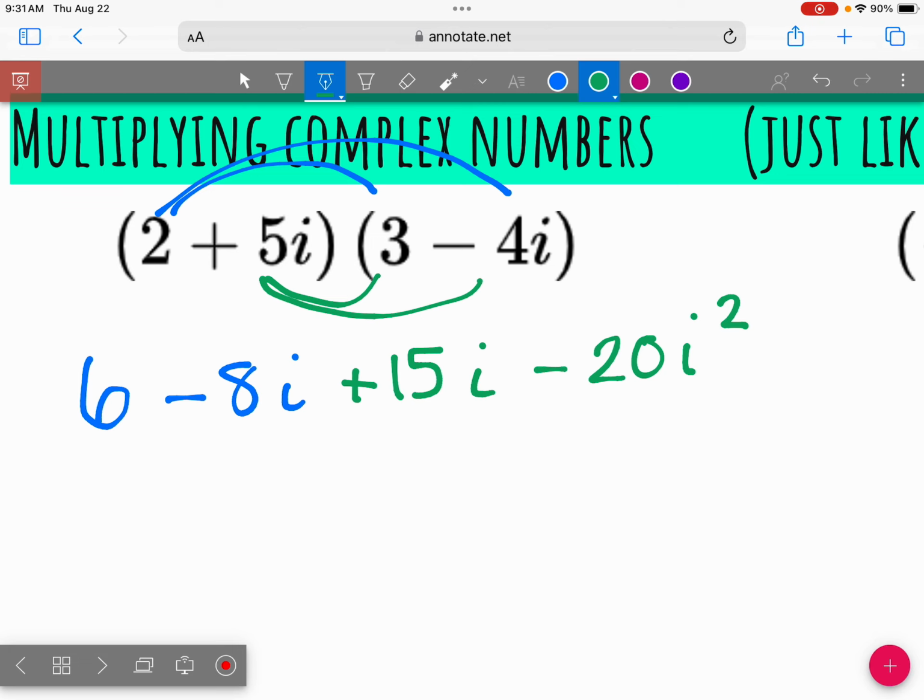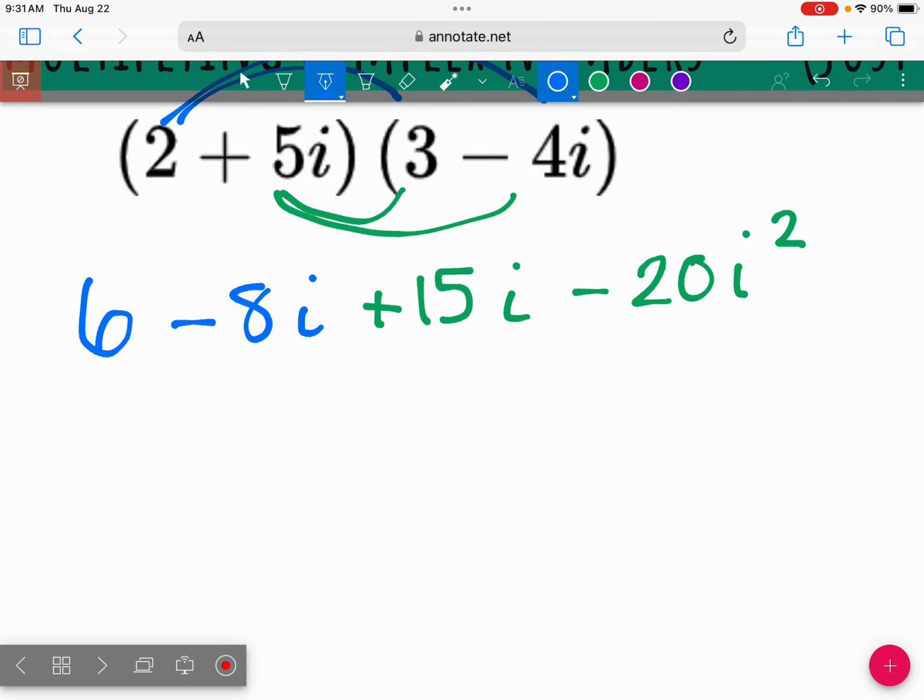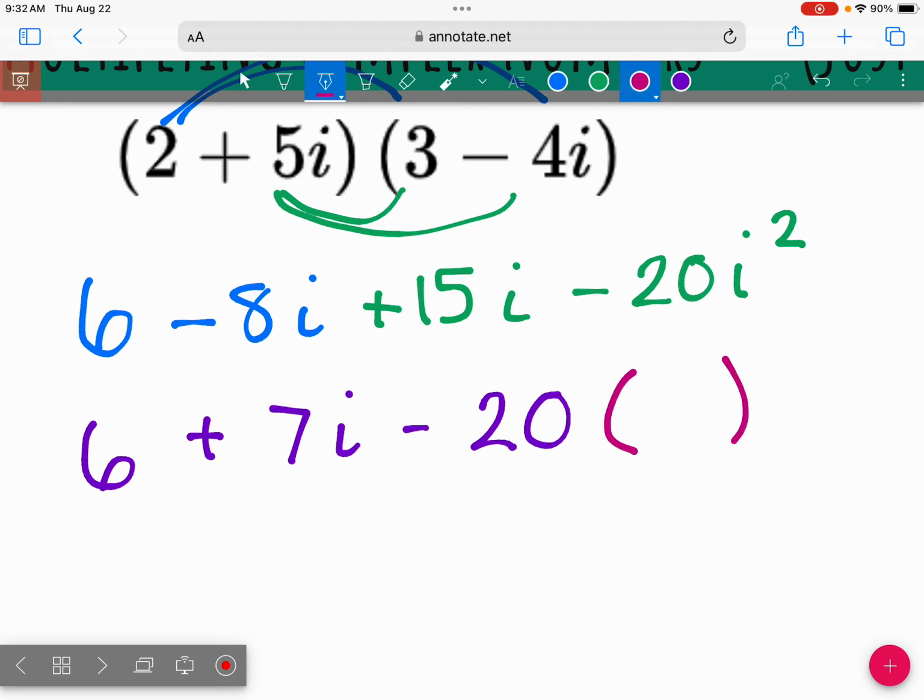Just like polynomials, combine our like terms. So I've got my 6 minus 8i plus 15i, which gives me 7i. Plus 7i minus 20. And then I see an i squared. We don't want to have any exponents left on i's. What does i squared equal? Negative 1. i squared is negative 1.